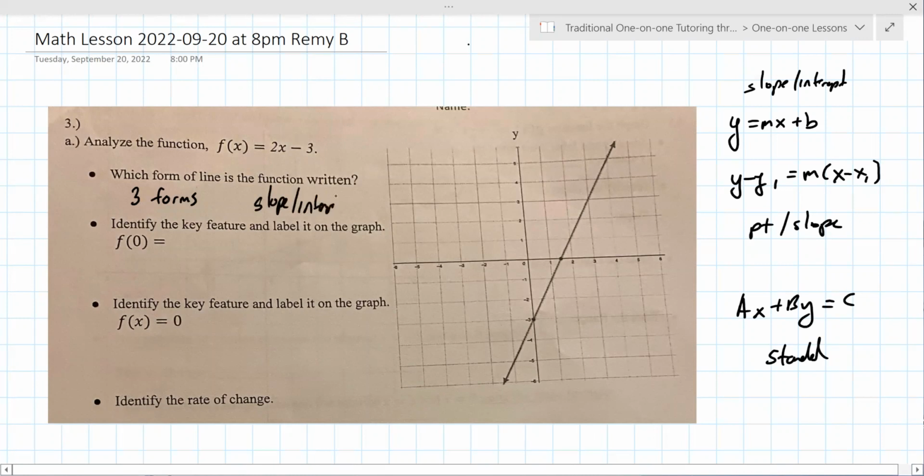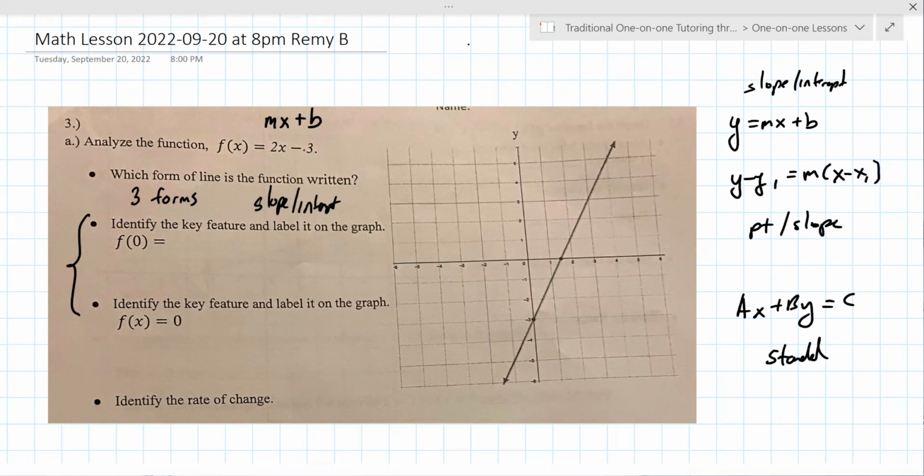slope-intercept. Okay, now the next two bullet points here are the ones that are the most confusing for students. Why is it slope-intercept? Mx plus b. Do you see how there's a number in front of x and there's a number off to the right? That's the reason. So if the number has an x behind it, it's mx plus b. Most of the time, yeah.